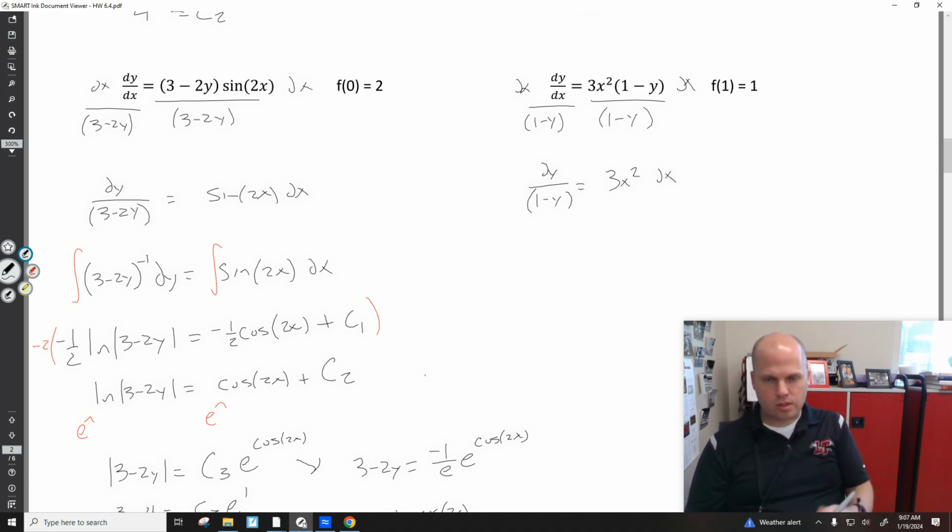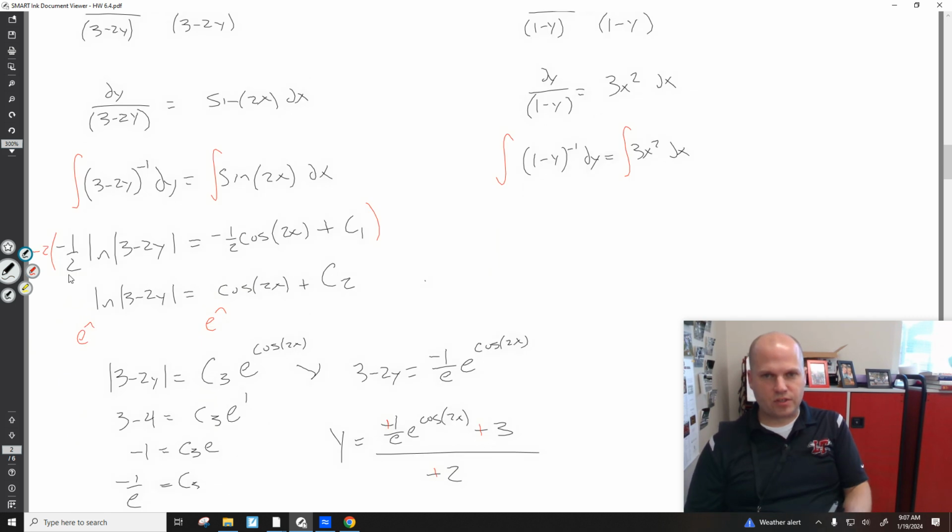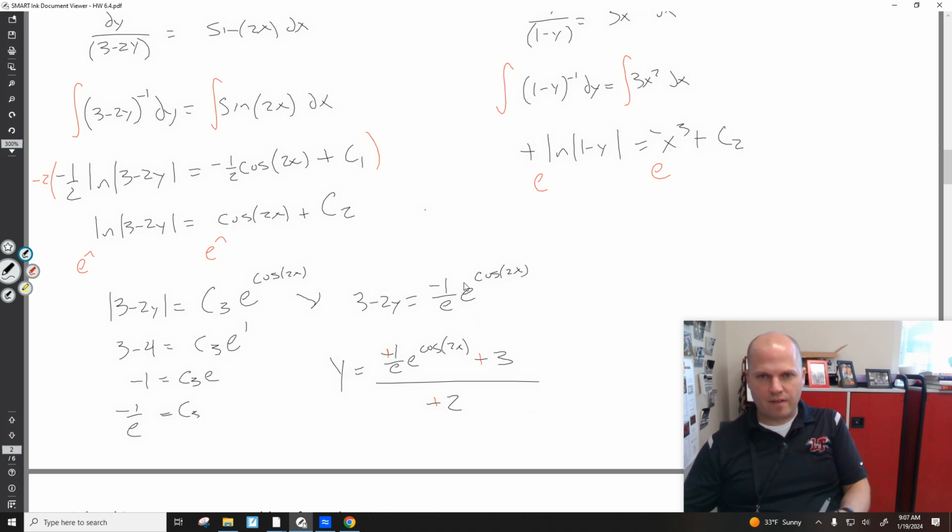You probably could do this, but if you want to, rewrite. Now take the antiderivative. We did it. Antiderivative of parentheses to the negative first is log absolute parentheses. Undo the derivative. I need a negative because the derivative of negative y is negative 1. Take the opposite of everything. That becomes minus C1 or a C2.